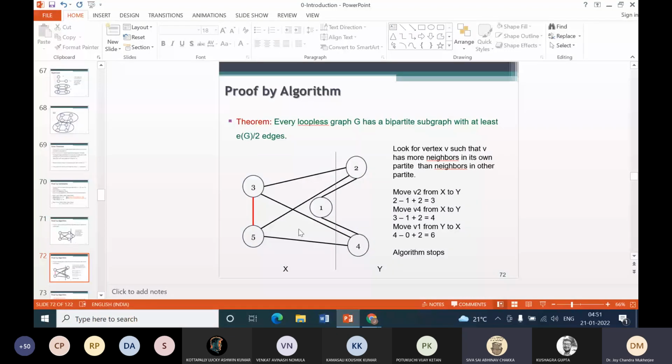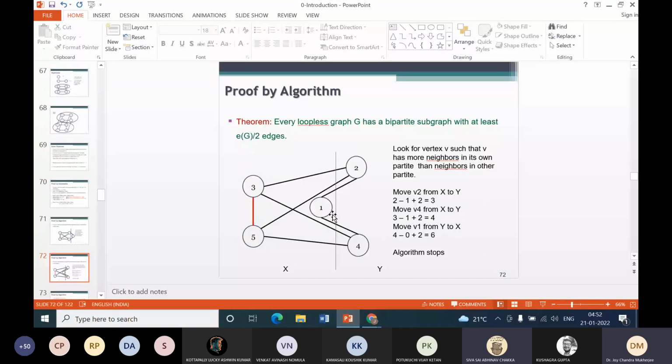So this is the algorithm through which we create a bipartite subgraph having at least E(G) by 2 edges. Now we have to prove a few things, that this indeed gives me |E| by 2 edges. There are 2 things we need to prove. The first thing we need to prove is that this algorithm will stop after some time. It is not an infinite process.